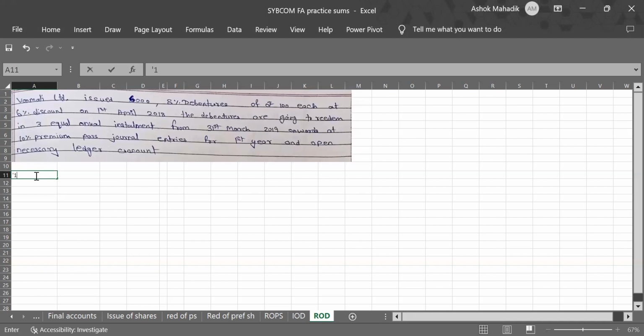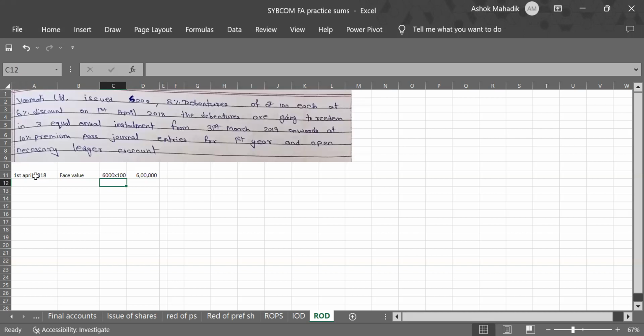So on 1st April, year 2018, the face value of debentures issued is 6 lakhs. How did we get it? I'll write it: 6,000 debentures into 100 each. This is how we got it.